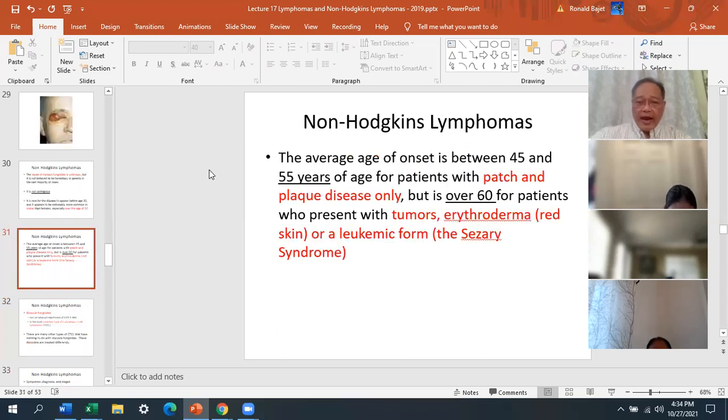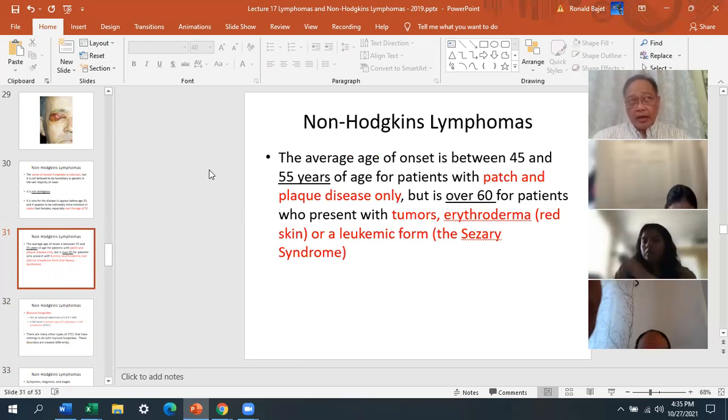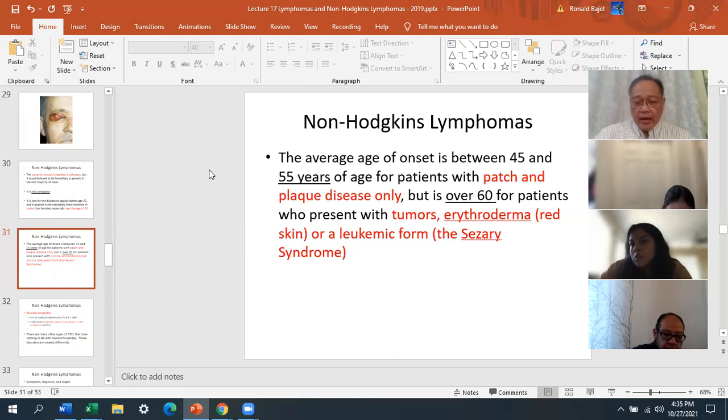The average age at onset of Mycosis Fungoides is between 45 and 55 years of age, and the first sign of it is the rash. The rash is called either a patch or a plaque. A patch is flush to the level of the skin, and when it rises a little, then it's called a plaque. A plaque is a rising or a wrinkling of that area. So it affects patients, but not over the age of 60.